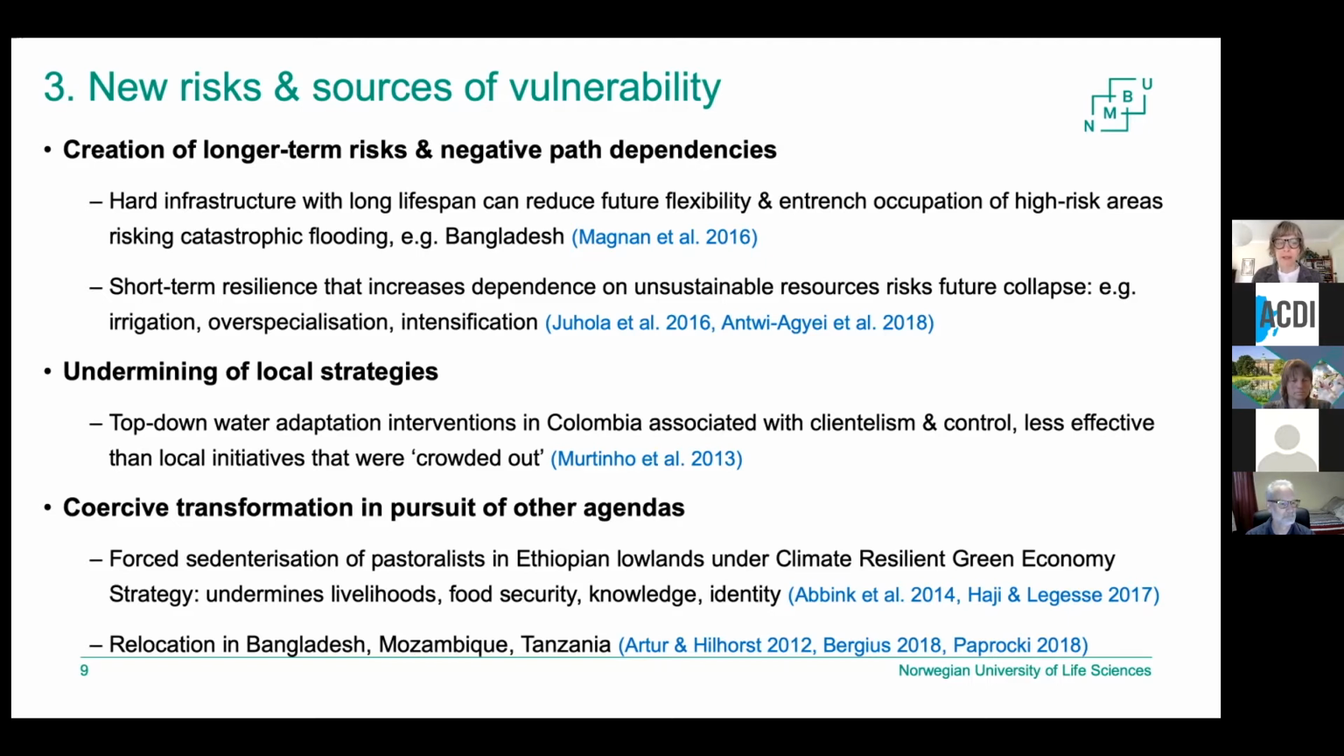And then finally, the idea of coercive transformation in pursuit of other agendas. So the adaptation project is not really there to be about adaptation. There's something else going on behind it. For instance, the cases around the world of forced sedentarization of pastoralists. In the Ethiopian lowlands, there's this climate resilient green economy strategy that they have. This undermines livelihoods, food security, knowledge and identity. And I think it's easy to say that there are a number of other similar initiatives around the world. So those are the ways that we found these three types of vulnerability.